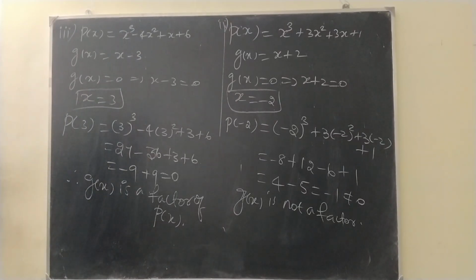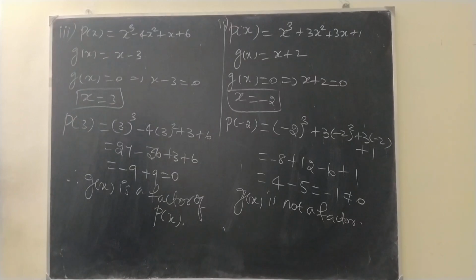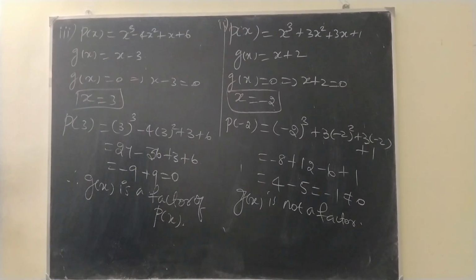Okay, next. Find the value of k if x minus 1 is a factor of p of x in each of the following cases.